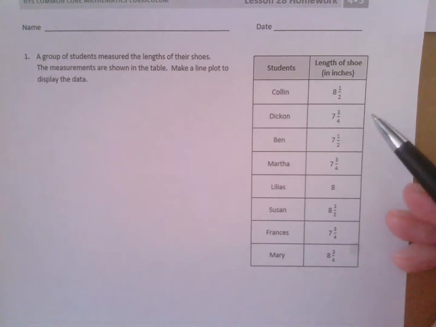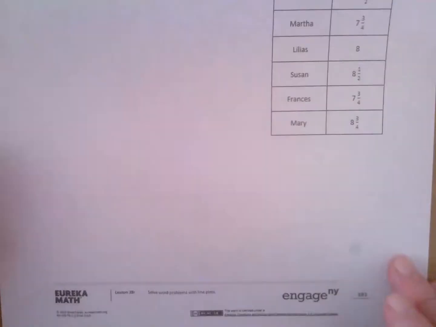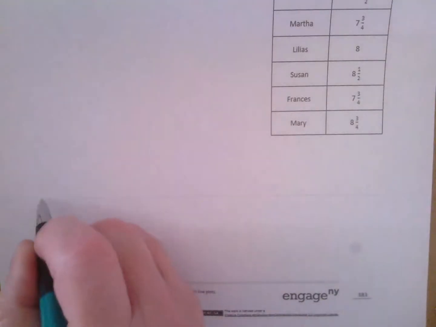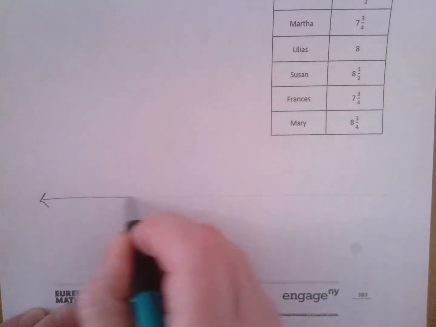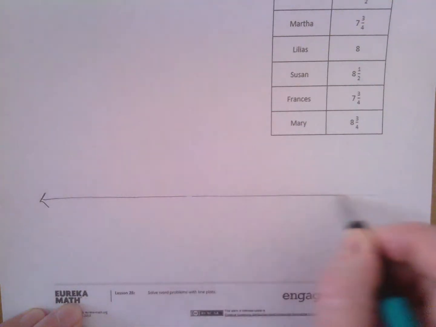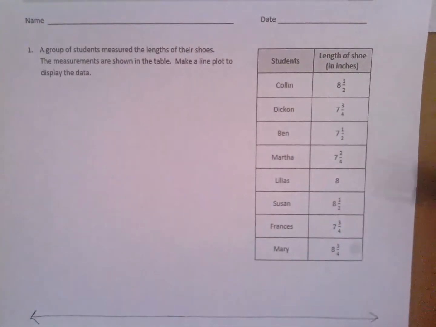And a line plot is like a number line. So I'm going to go down here to the very bottom, and I'm going to draw a straight line, and I'm going to put arrows on it because it continues. All right, so we have our line plot. It's a number line. First, we're going to put all of this data in order from least to greatest.